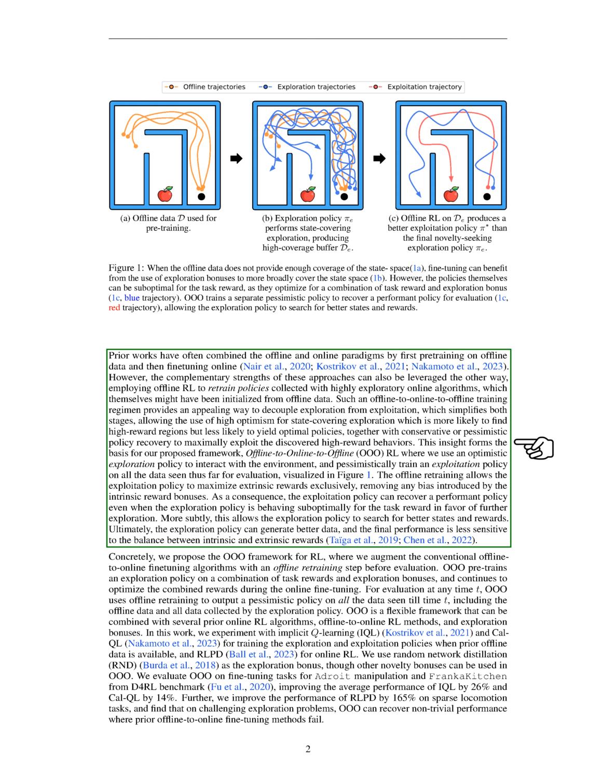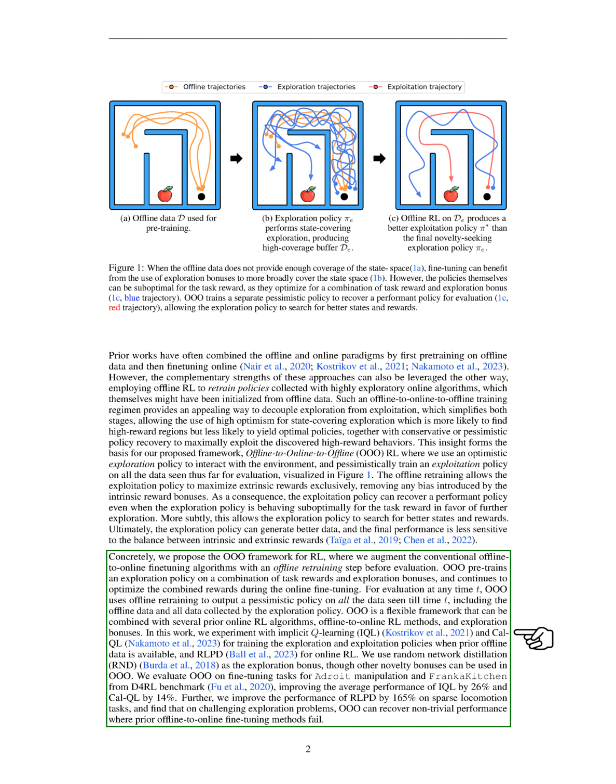In the OOO framework, we use an optimistic exploration policy to interact with the environment, and then train an exploitation policy on all the data seen so far. This removes any bias introduced by the intrinsic reward bonuses, allowing the exploitation policy to recover a high-performing policy even when the exploration policy is behaving suboptimally for the task reward in favor of further exploration.